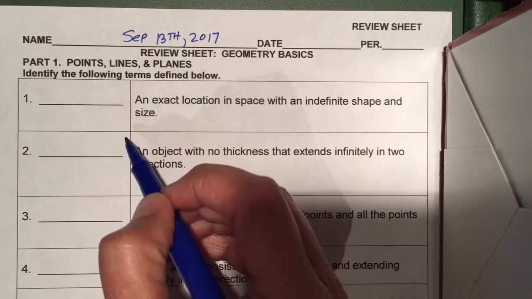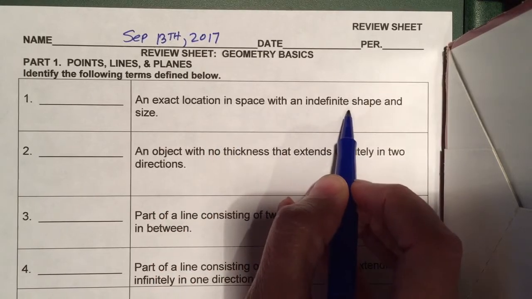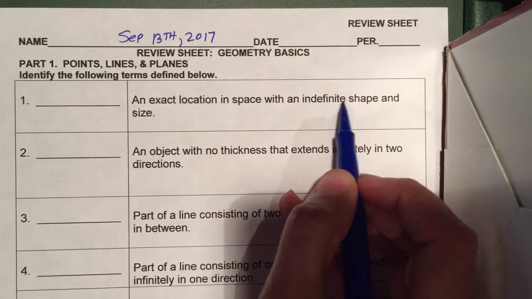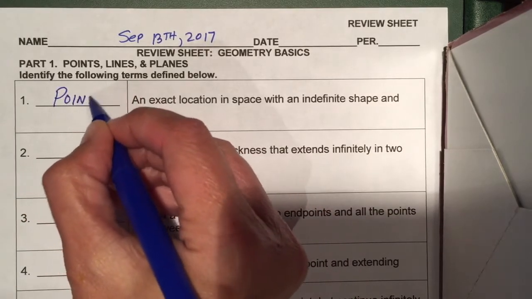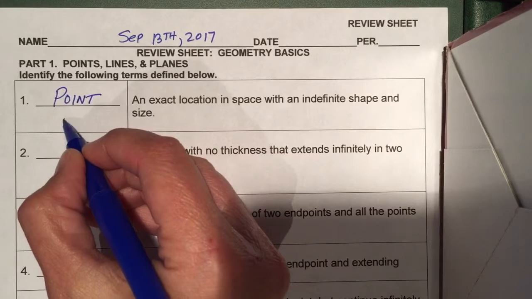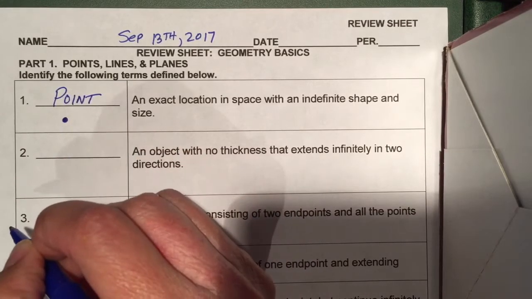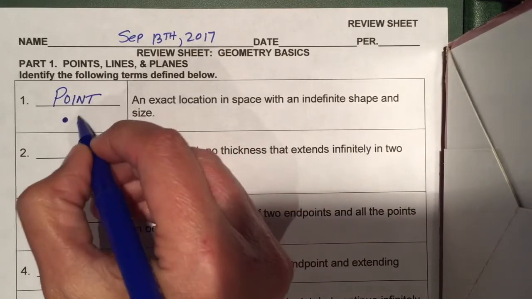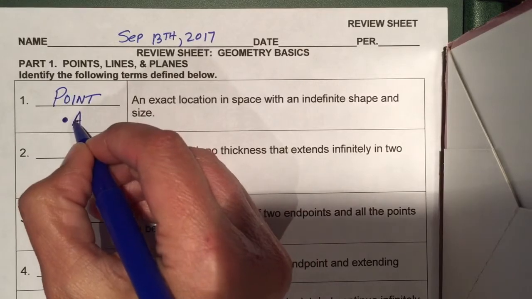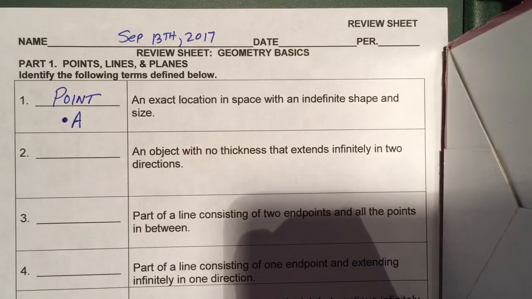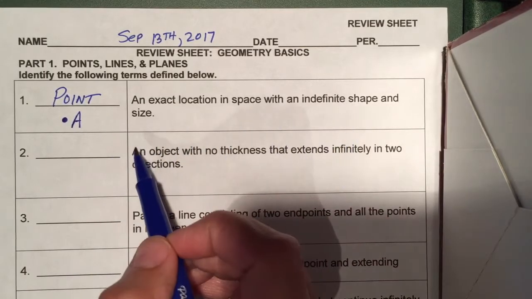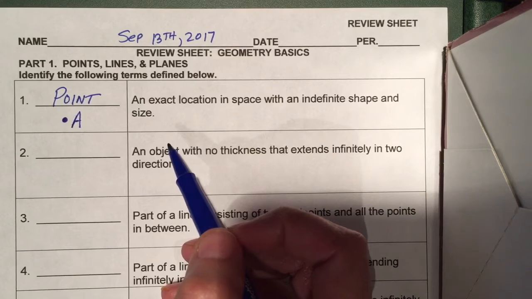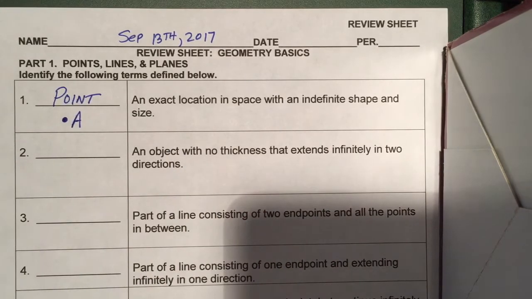So number one, an exact location in space with an indefinite shape, which means we can't identify the shape, and an indefinite size, and that is a point. Remember we talked about the point as being kind of like the building block of geometry, kind of like cells for biology. So a point, a single point, we label it with a capital letter. It has no definite size and no definite shape. We just know it's a point, and that was what we use for the reference for geometry. So let's look at the next one.